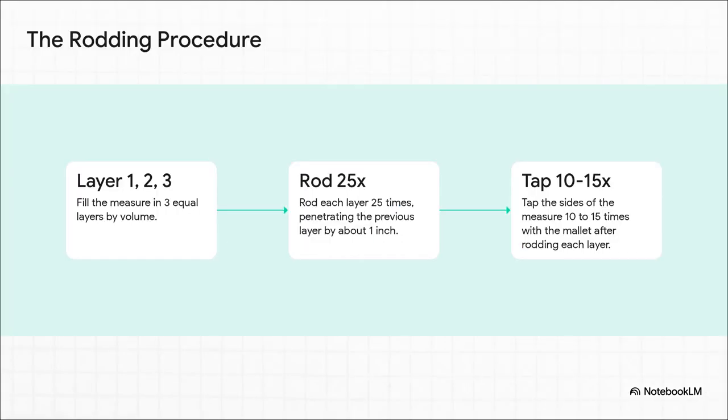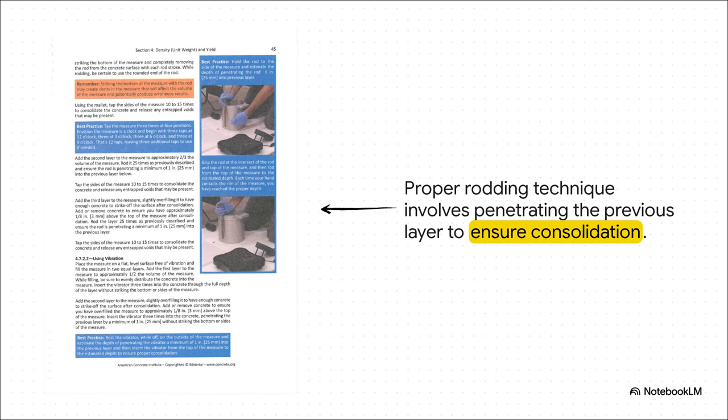For the performance exam, the name of the game is precision. You're going to fill the measure in 3 equal layers. And listen, this is key. It's 3 equal layers by volume, not by height. So think 1/3 full, then 2/3 full, then all the way. Rod each of those layers 25 times. And please, don't forget to grab that mallet and tap the sides 10 to 15 times to release any trapped air bubbles.